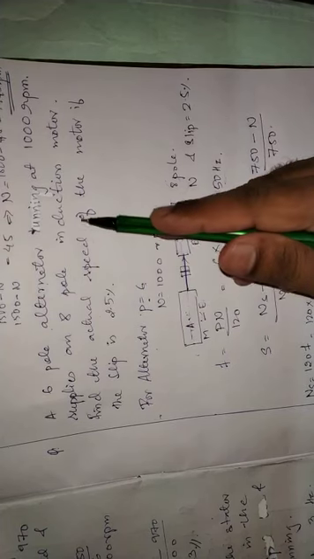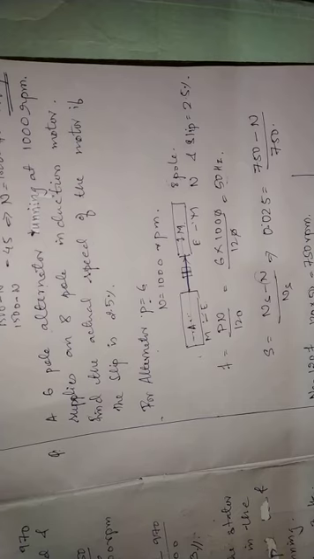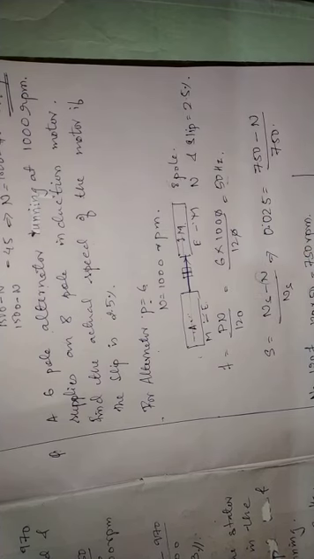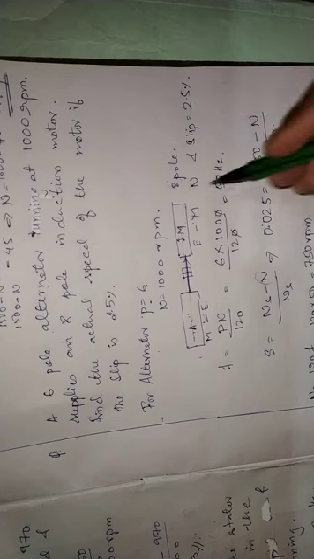So this is how the problem has been solved. The only concept is that the alternator is running at 1000 rpm and it is going to supply electrical energy to the induction motor, where the induction motor has 8 poles with a slip of 2.5%. We need to calculate the speed of the induction motor, that is N.